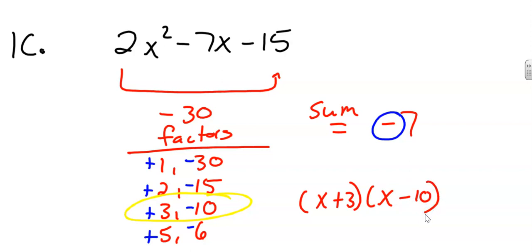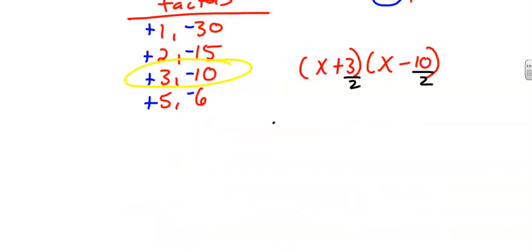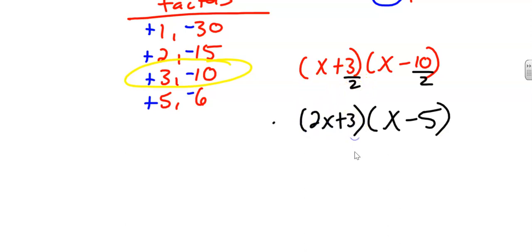Okay, but again, the numbers are still too big because we did 3 times 10. That would make that last number 30. And because we multiplied by 2 in the beginning, we're going to go back to even this thing out and divide by 2. Again, this one simplifies: make it x minus 5. This one doesn't simplify, so we'll pull a 2 up in front of the x and make it 2x plus 3.